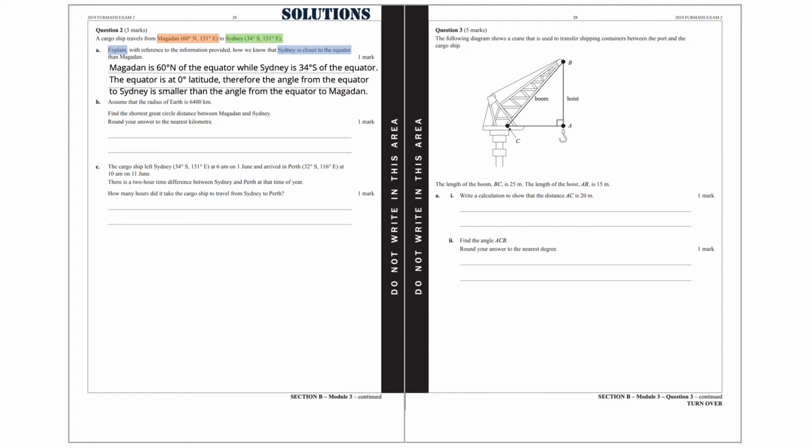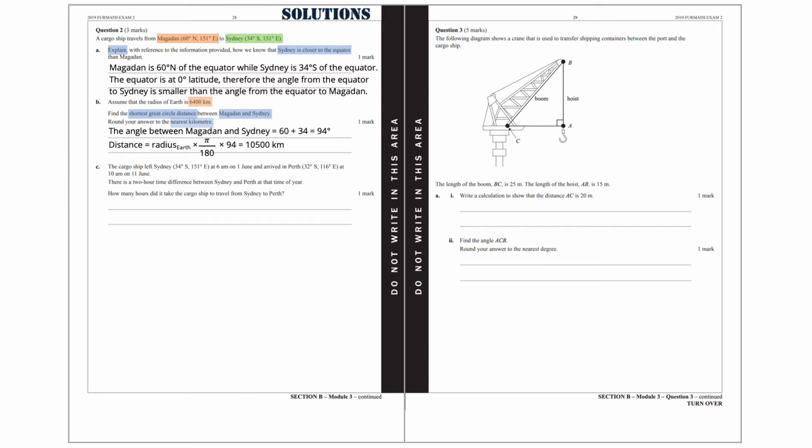Part B. Assume that the radius of Earth is 6,400 kilometers. Find the shortest great circle distance between Magadan and Sydney. Round your answer to the nearest kilometer. The angle between Magadan and Sydney is 60 plus 34 equals 94 degrees. Therefore, the distance we are looking for is equal to radius of Earth times pi divided by 180 times 94, which is equal to 10,500 kilometers.